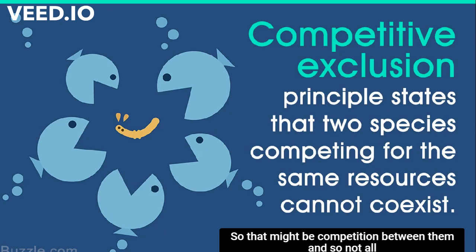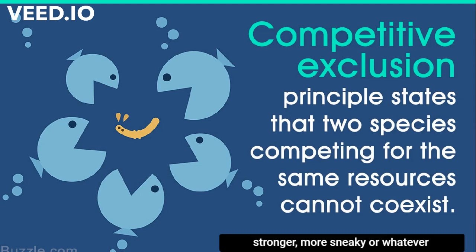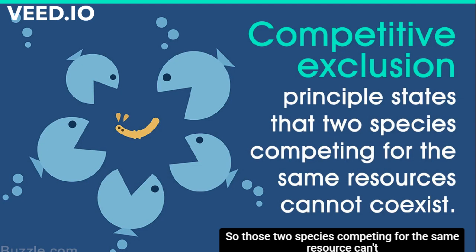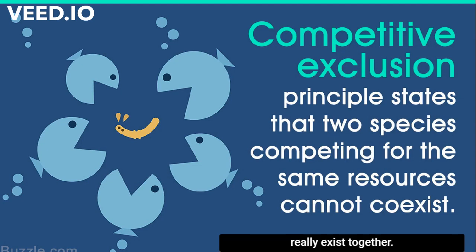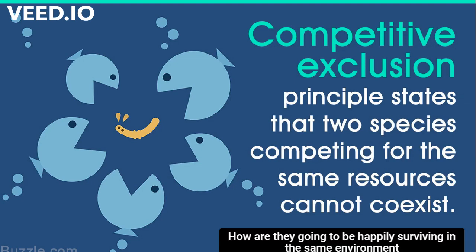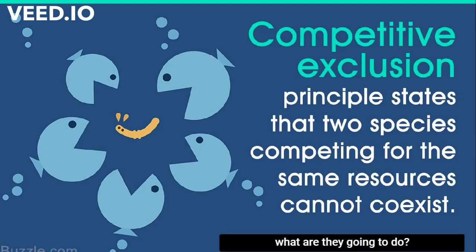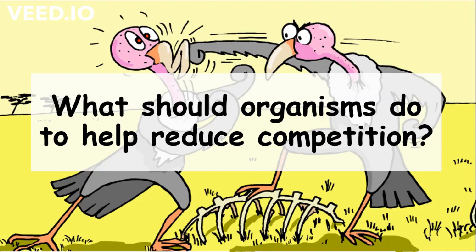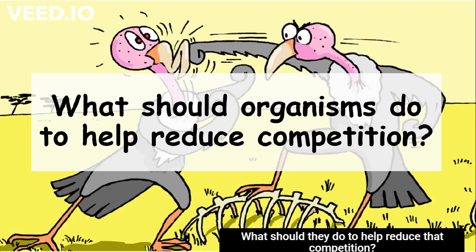And so not all competitors are created equal. Some competitors are going to come out being the more dominant competitor, stronger, more sneaky, or whatever reason they're better able to get that resource. So those two species competing for the same resource can't really exist together. How are they going to be happily surviving in the same environment if they're trying to compete for the same limiting resource? What are they going to do? What should they do to help reduce that competition?